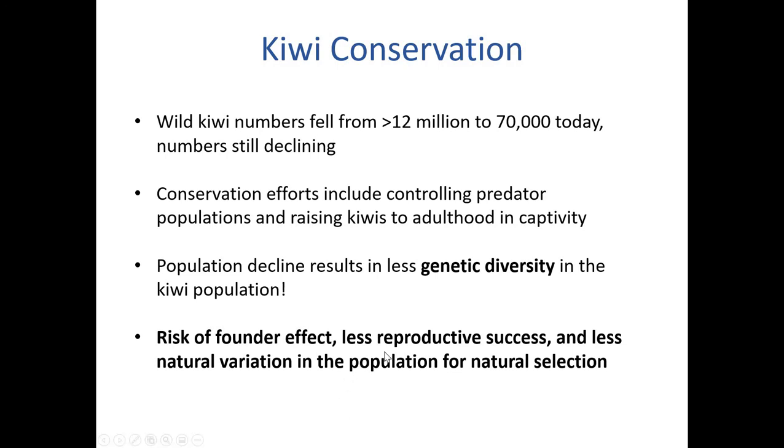Additionally, you might have less reproductive success once you've lost some of this natural variation and have more inbreeding within the population. And then, of course, the reduction in natural variation in the population is going to leave fewer traits for natural selection to act on. And so the population is going to be basically less well suited to deal with future threats or imbalances in the ecosystem.